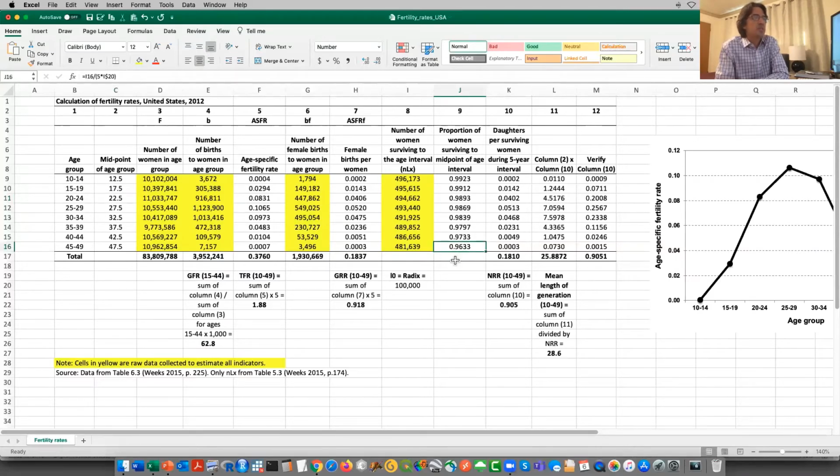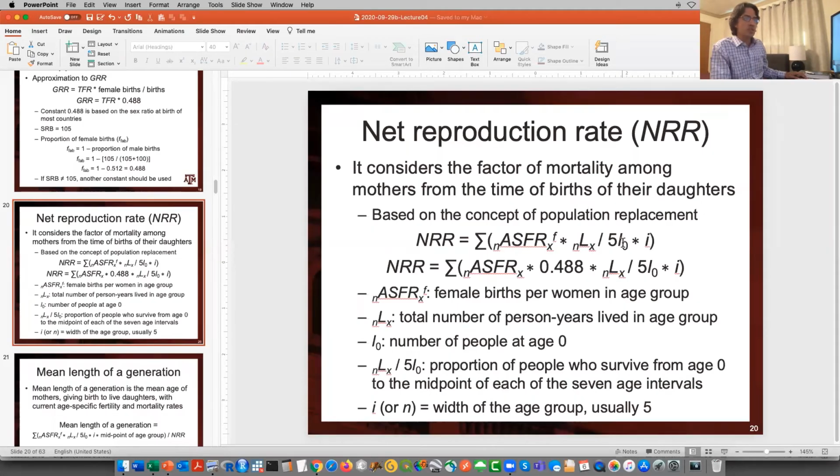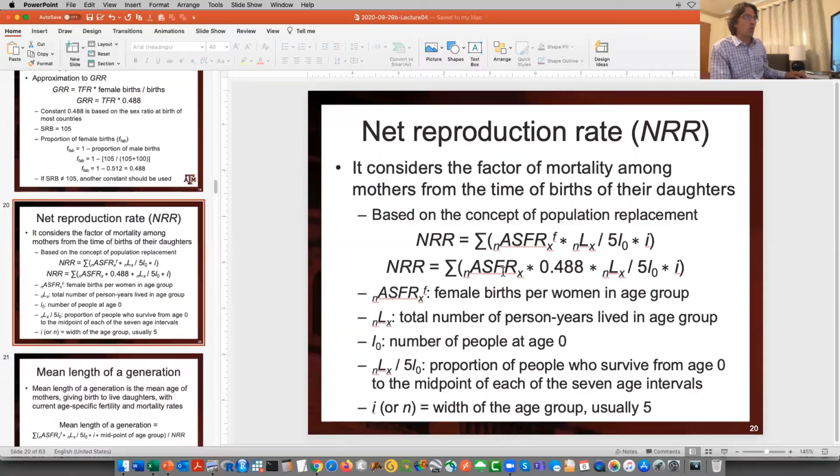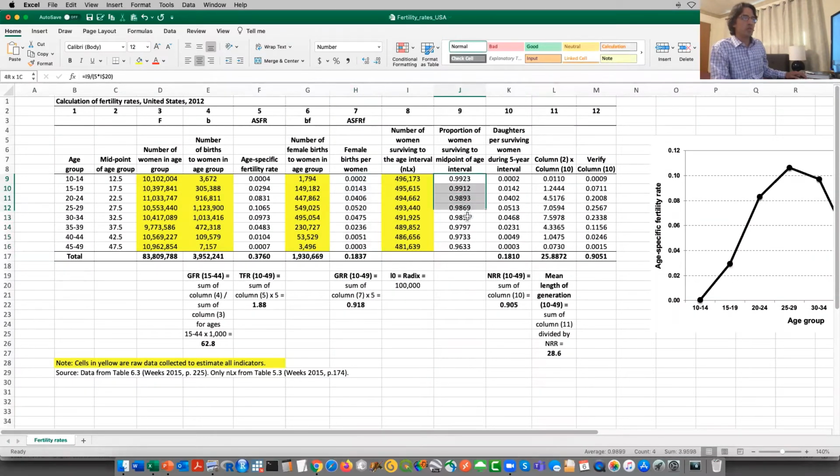Until the last one, 96% of women reached the age of 47.5, right? So this is the proportion of women surviving to the midpoint of the age interval, which is this portion here of the formula. So now we have the age-specific fertility rates only considering female births, which is here. There's this column. We have this proportion of women living up to the midpoint of that specific age interval, which is here. And then you multiply one by the other.